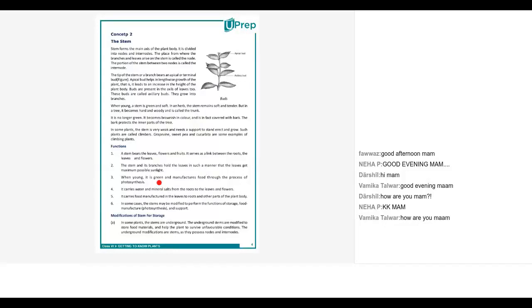Okay, going back, modification of stem for storage. Now we will discuss this sixth point. How do they modify themselves for storage?